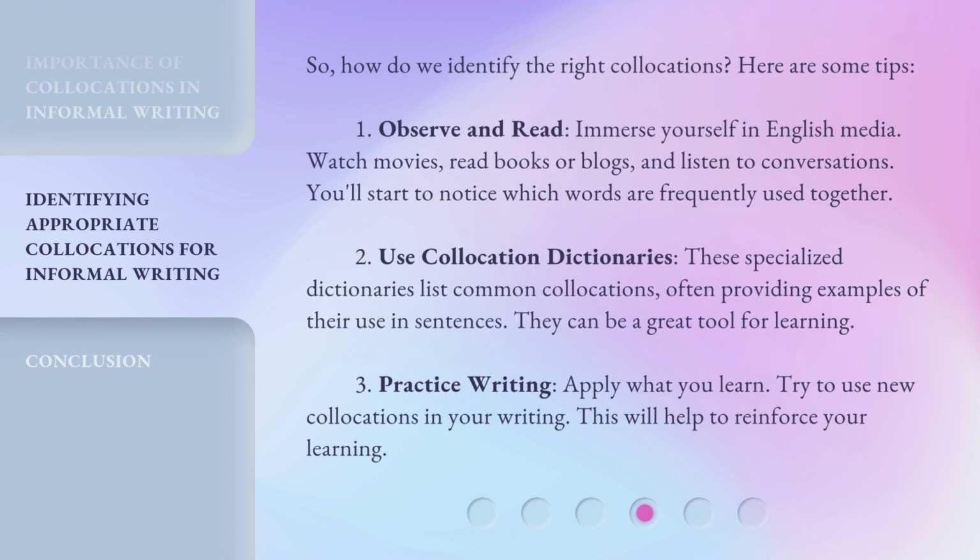So, how do we identify the right collocations? Here are some tips. 1. Observe and read. Immerse yourself in English media. Watch movies, read books or blogs, and listen to conversations. You'll start to notice which words are frequently used together. 2. Use collocation dictionaries. These specialized dictionaries list common collocations, often providing examples of their use in sentences. They can be a great tool for learning.